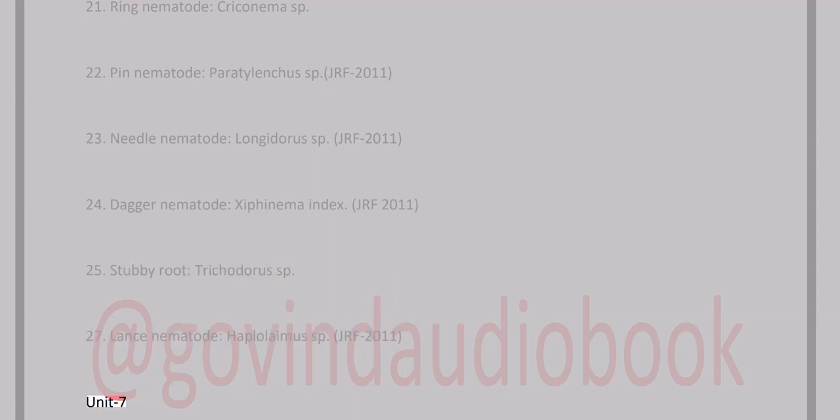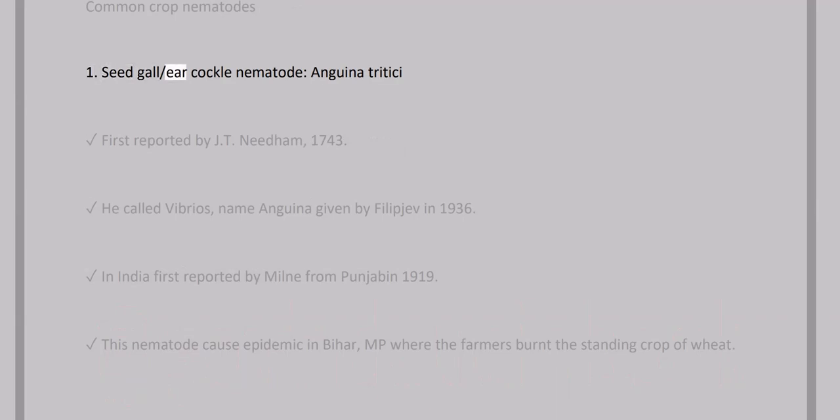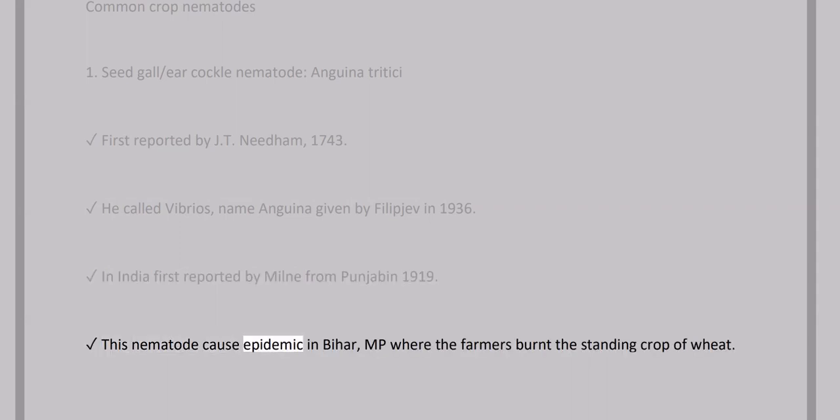Unit 7: Common crop nematodes. 1. Seed gall, ear-cockle nematode, Anguina tritici, first reported by J.T. Needham in 1743. He called it Vibrio; the name Anguina was given by Philipjev in 1936. In India it was first reported by Milne from Punjab in 1919. This nematode caused an epidemic in Bihar and MP, where farmers burnt the standing crop of wheat.